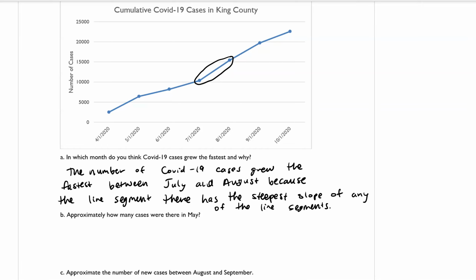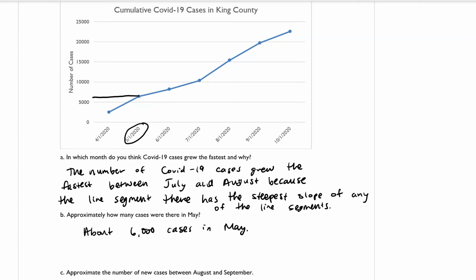Part B says approximately how many cases were there in May. So we want to go over to the bottom axis, and here is May. And if I drew a line over there, it's somewhere between 5 and 10,000 cases. And I'm going to approximate that to be 6,000. So about 6,000 cases in May.